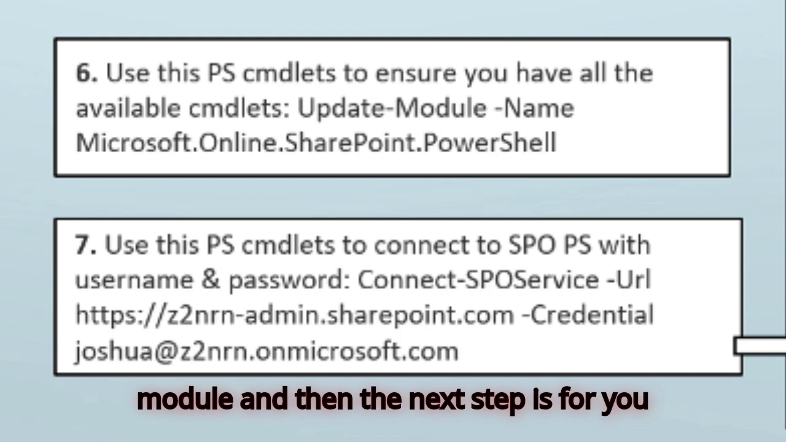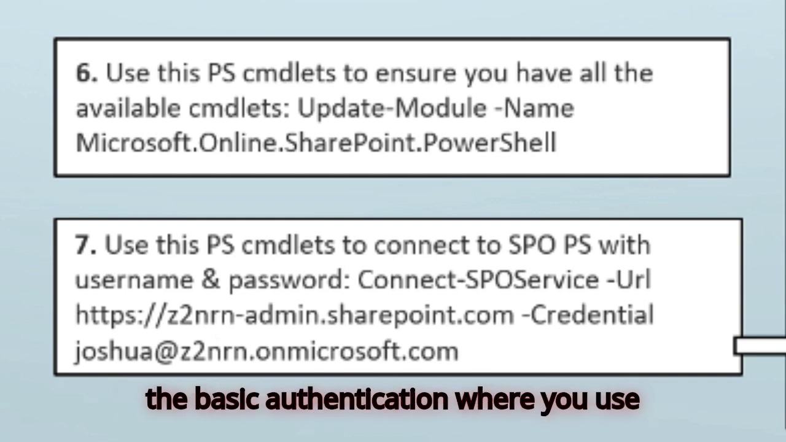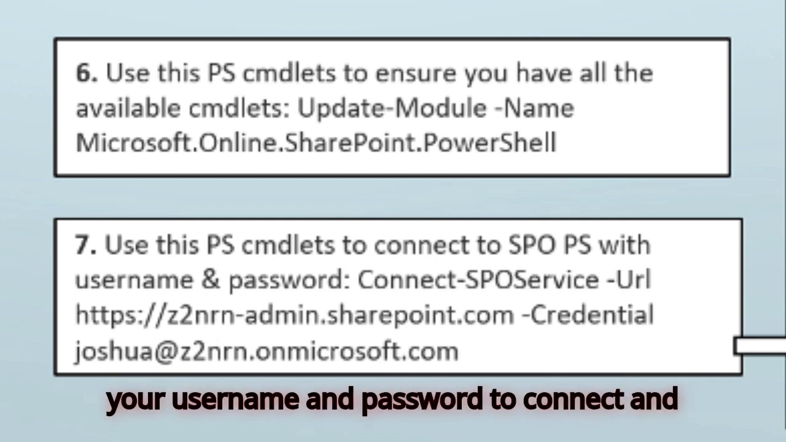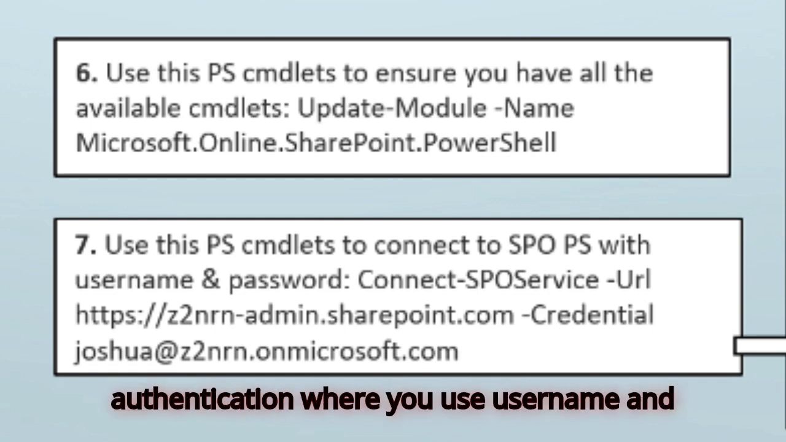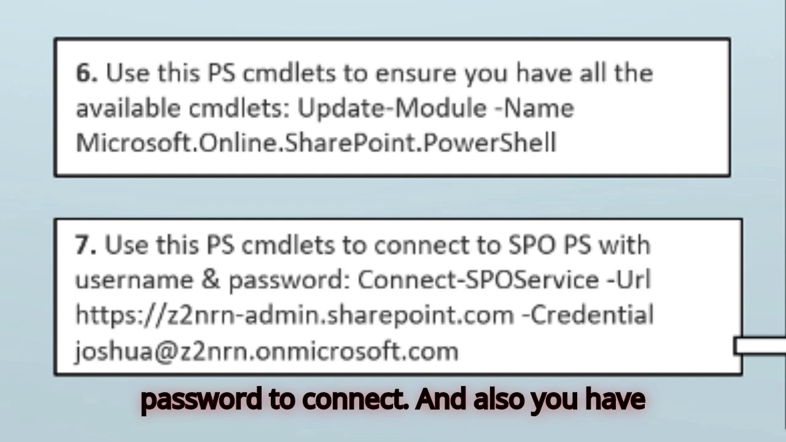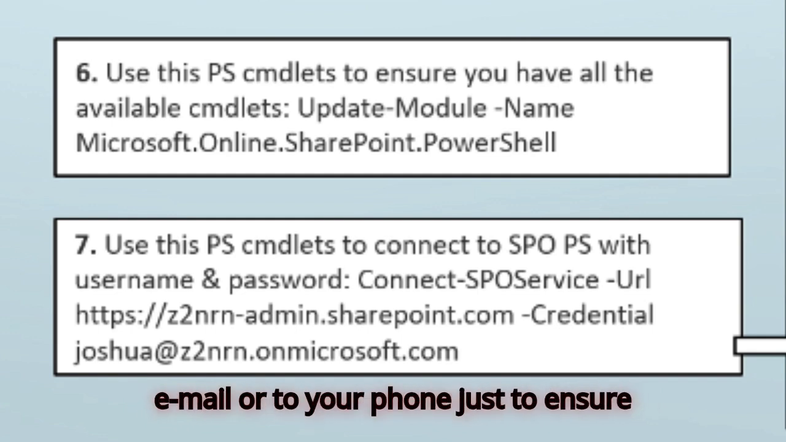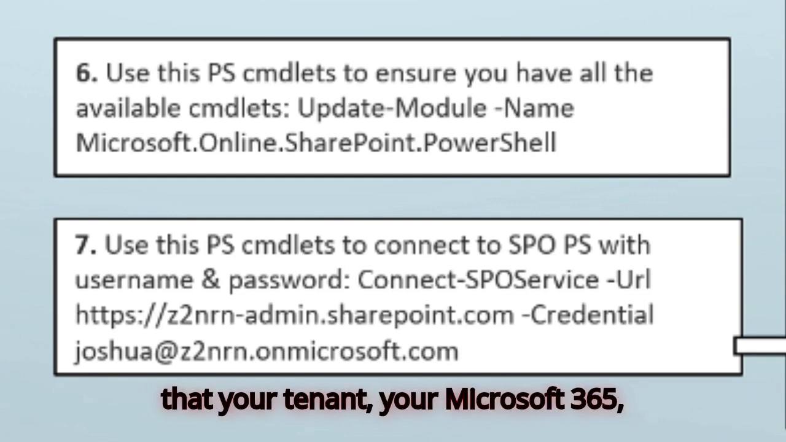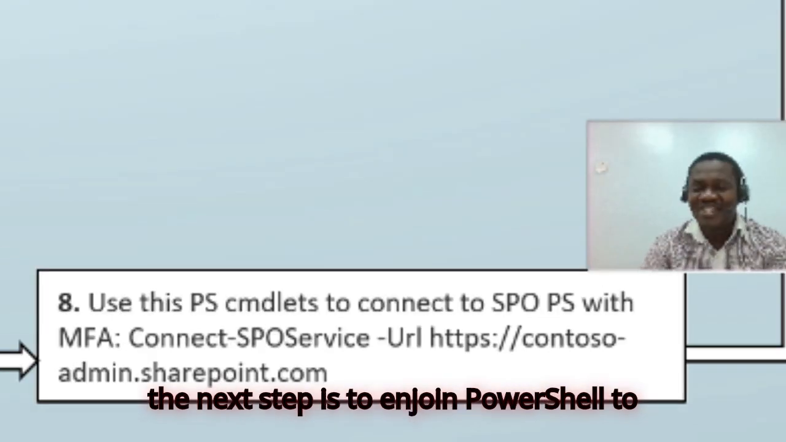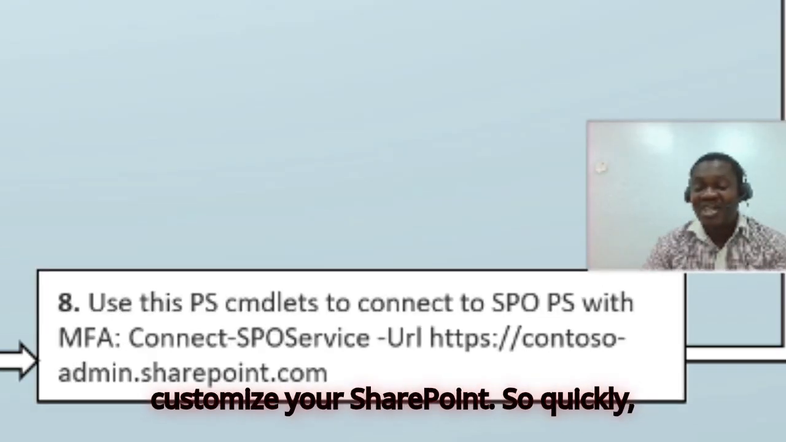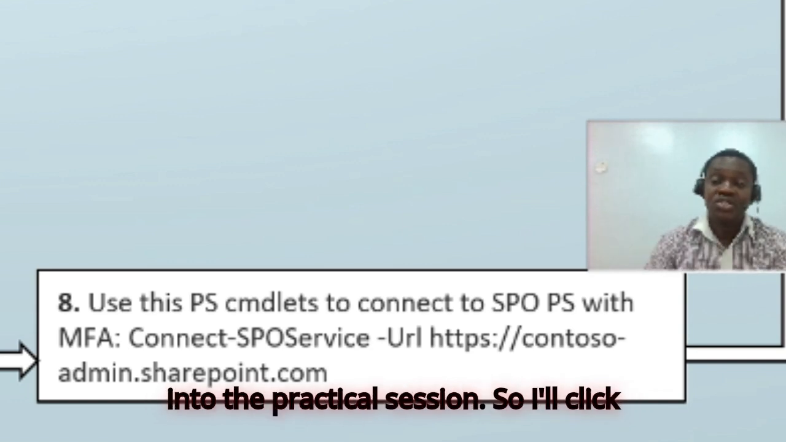And then the next step is for you to connect to SharePoint Online. So there are two ways. We have the basic authentication where you use your username and password to connect. And then we have the multi-factor authentication where you use username and password to connect, and also you have an additional layer of security where a one-time password is sent to your email or to your phone, just to ensure that your tenant, your Microsoft 365, your SharePoint is secure against unauthorized access. After you do that, the next step is to enjoy using PowerShell to customize your SharePoint. So quickly, without wasting much time, let's dive into the practical session.